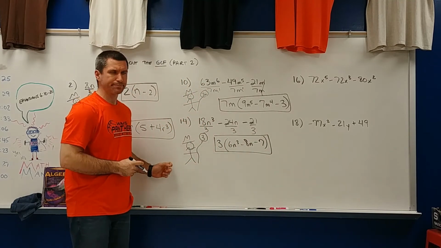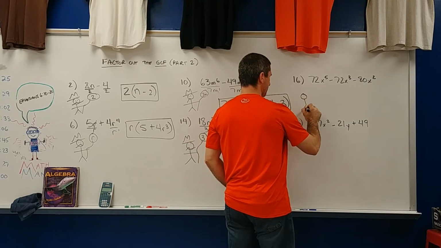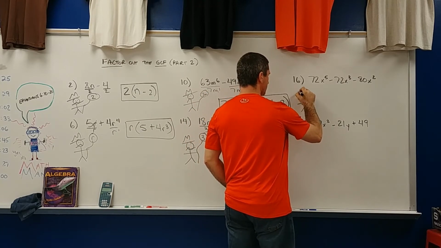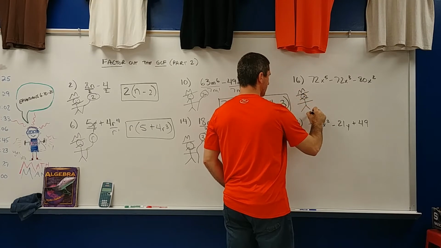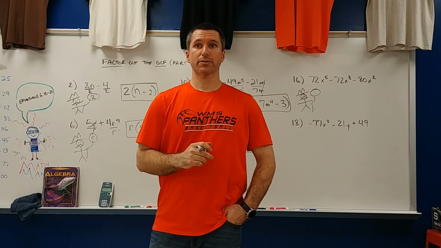I'm going to keep drawing. Number 16, we're looking for the GCF. While I draw the cowboy, I'll do a little bit better this time with him. You think about that. Think. Are you thinking? Looks like he's holding a balloon, not a lasso this time.